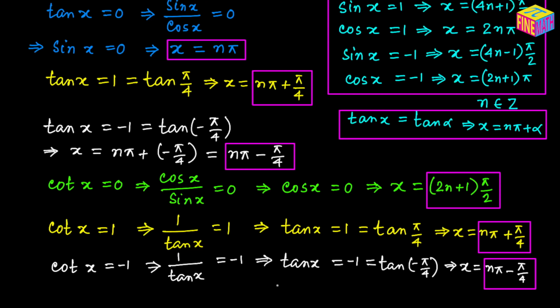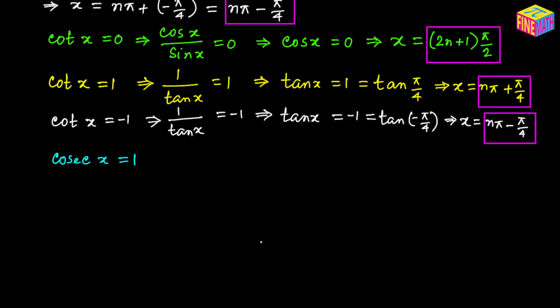Next we are going to talk about the trigonometric equations involving the cosecant ratio. Let's first talk about cosecant of x equals 1. Can we write it as 1 over sine of x is equal to 1, and from here we can say sine of x is equal to 1, and then the general solution would be x equals (4n plus 1) times pi over 2.